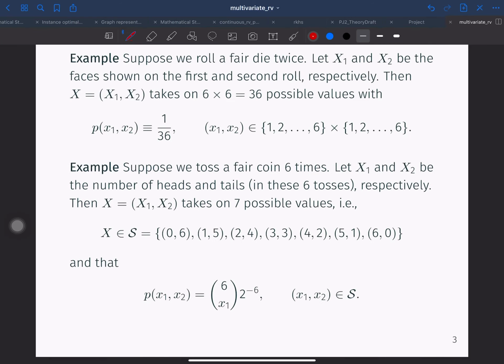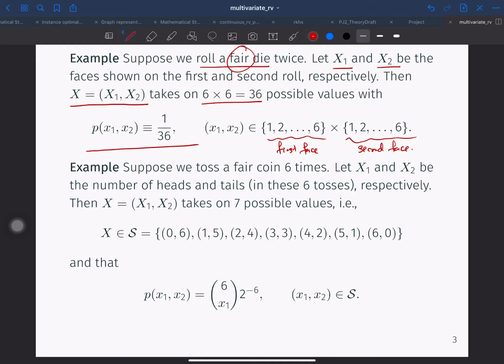So as a quick example, suppose we roll a fair die twice, and X1, X2 are the faces shown on the first and second roll. Then we can think of X, this bivariate random variable, as taking on 36 possible values, namely the 6 values for the first face multiplied with the 6 values for the second face. And because the die is fair, we can assume that the PMF is equivalently 1 over 36.